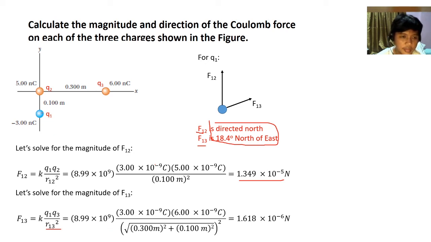R13 is the distance between Q1 and Q3. And again, you have to use your geometry or trigonometry. This distance right here you can obtain using the Pythagorean theorem. So that's what explains the square root here: 0.3 squared plus 0.1 squared. This is just from the Pythagorean theorem. And the final answer for F13 is 1.618 times 10 to the negative 6 newtons.